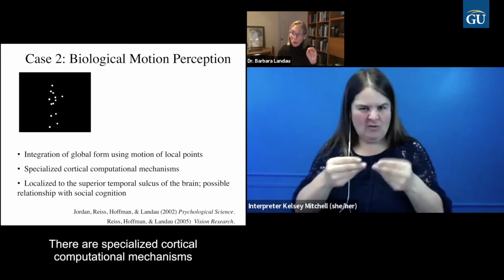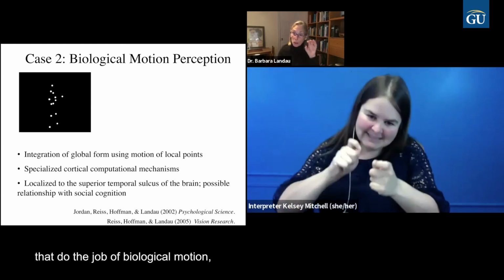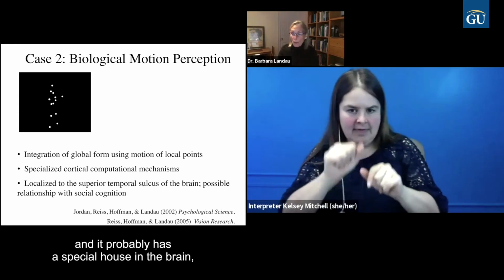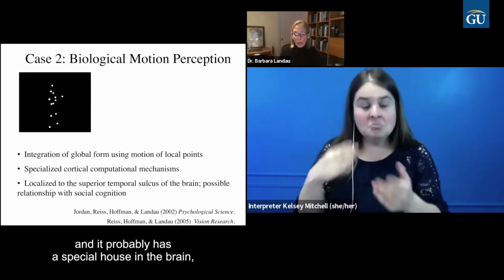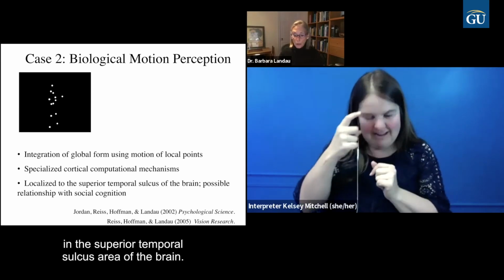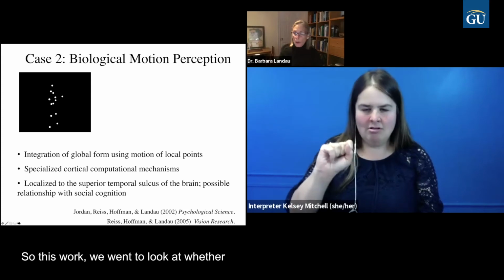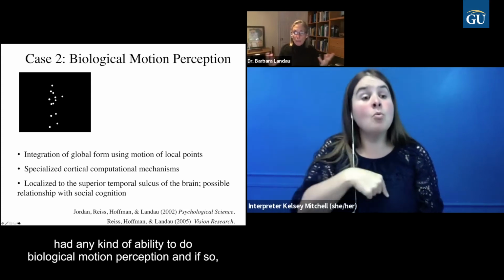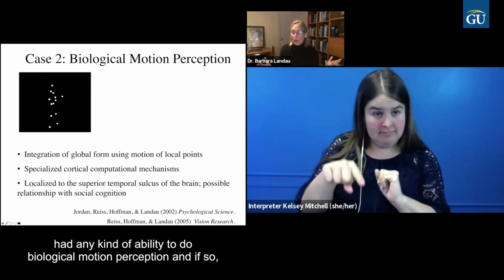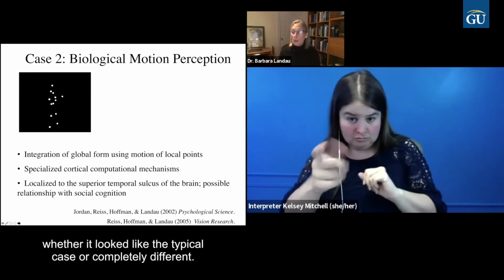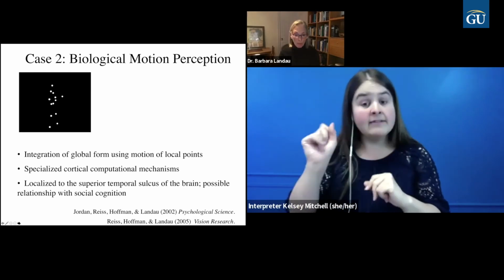There are specialized cortical computational mechanisms that do the job of biological motion. And it probably has a special house in the brain, in the superior temporal sulcus area of the brain. So in this work, we went to look at whether or not people with Williams syndrome had any kind of ability to do biological motion perception, and if so, whether it looked like the typical case or completely different.